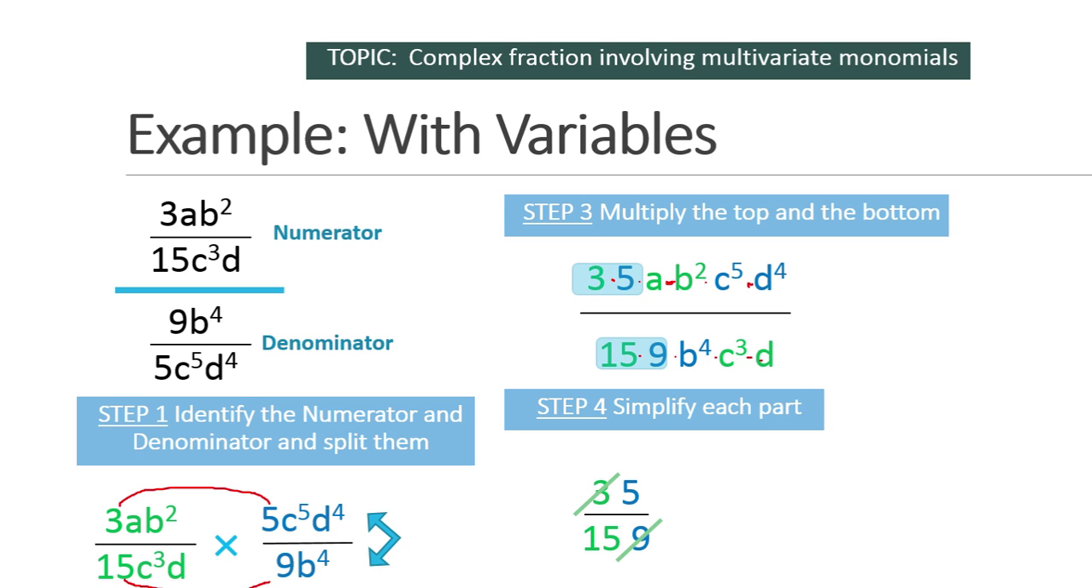Okay, 3 and 9, well, that makes 1 and 3. And then 5 and 15 makes 1 and 3. So you end up getting 1 over 9. So that's your first part. And you can put a 1 here if you want to. So 1 over 9, that's how you do your numbers. Or you could just do 3 times 15, and then 15 times 9, divide it down, and you end up getting 1/9.